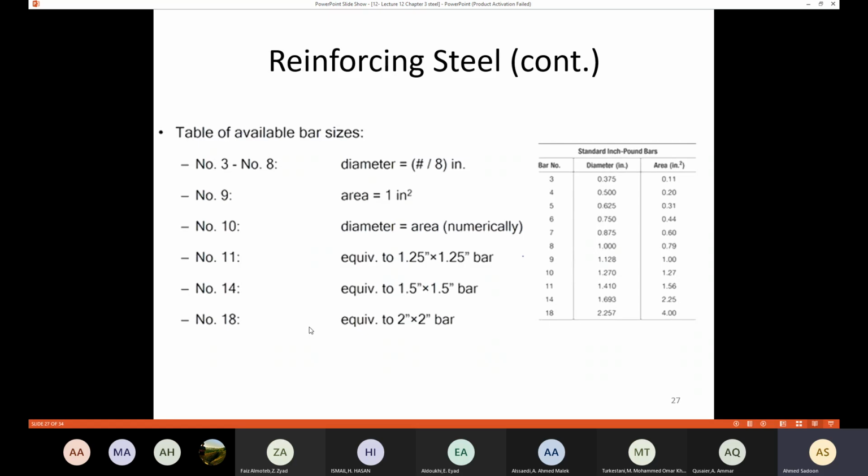Similarly, in number 19, the area is equivalent to a square cross section of 2 times 2. So 2 times 2 is going to give me 4. Okay, these are just special properties. It's very important to understand them. This is going to help you become familiar with the bar sizes.